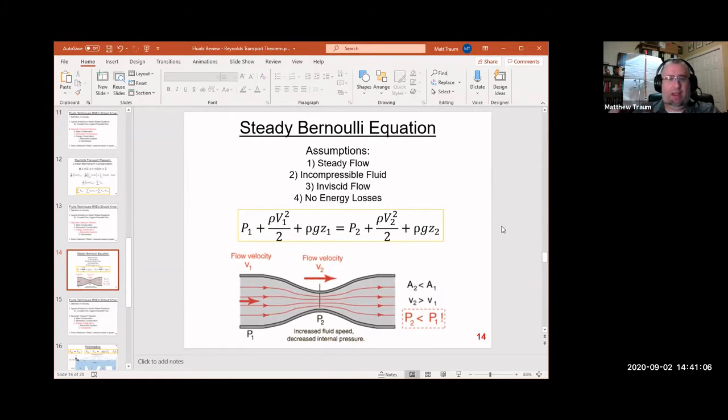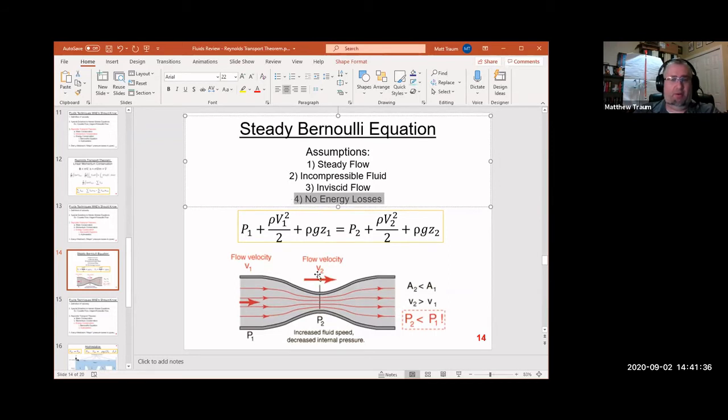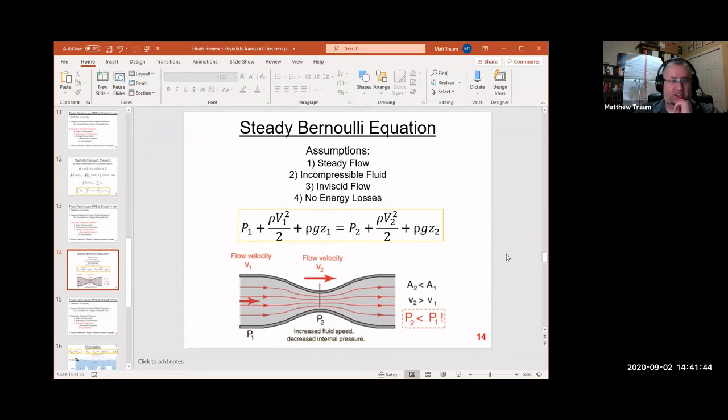Provided I can get away with assuming that I have no energy losses, which in practical terms of the Reynolds transport theorem means that the energy generation term is very small compared to the other terms in the equation, then I can use Bernoulli and it's relatively accurate. But this is the key pitfall in fluids: people really like Bernoulli because it's fun and easy to use, and you'll feel like applying it in situations where you cannot assume no energy losses. That's a trap that students usually fall into, trying to apply Bernoulli where it cannot be applied.